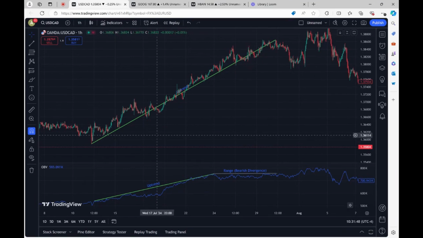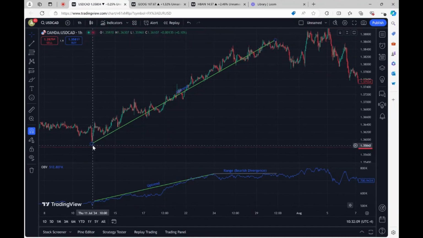So in an uptrend, a bearish divergence is when the on balance volume either goes into a downtrend or a range while the stock price is still in an uptrend. And what this means is that the momentum or the strength of that uptrend is slowing down, and that could lead to a reversal. So in this specific example, we see that we have a pretty good uptrend here.